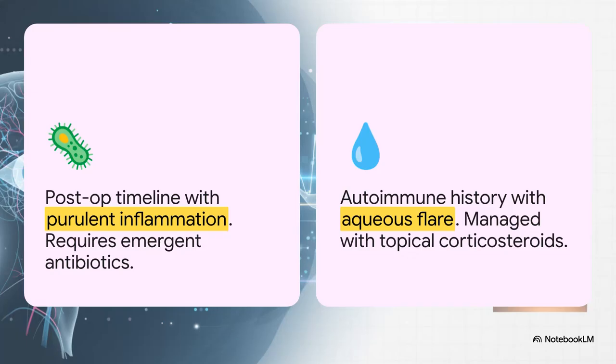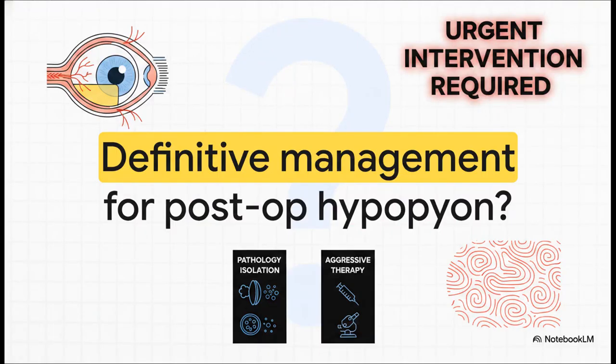Highlighting the clinical variance here is critical because your pharmacological management diverges entirely based on the etiology. Bacterial endophthalmitis requires emergent intravitreal antibiotics to eradicate an active intraocular infection. Anterior uveitis, being a sterile immune-mediated inflammation, is managed primarily with topical corticosteroids. Let's test this with our second vignette.